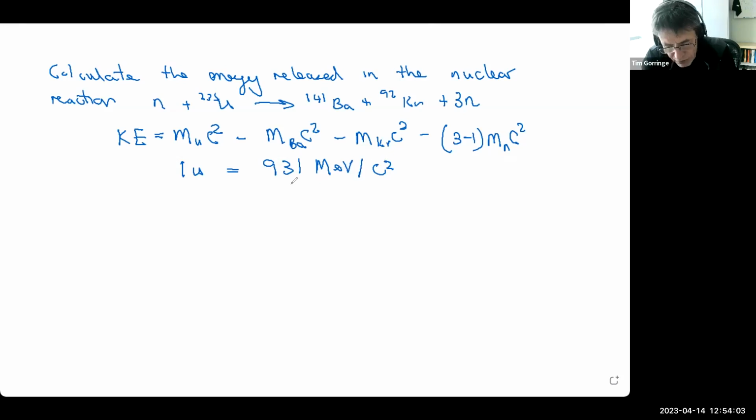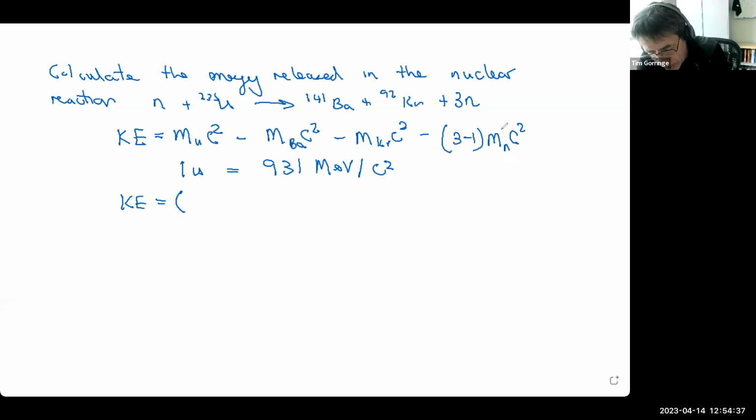So when I solve this problem, I'm first going to work out this kinetic energy in these atomic units, because the table I looked the masses up in used atomic units. But then I'm going to convert it into MeV to see the number of MeV released in one of these chain nuclear reactions. So let's start filling in the numbers.